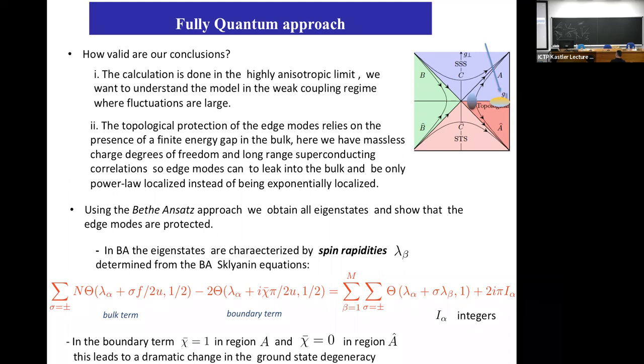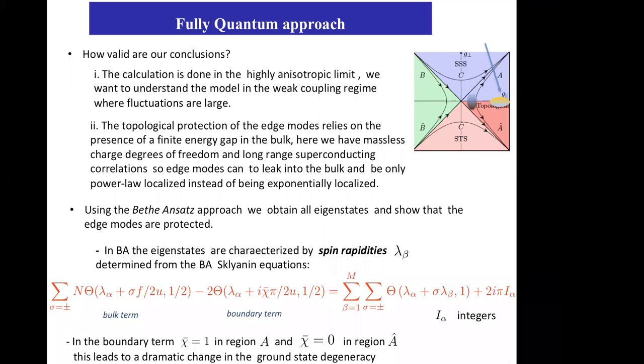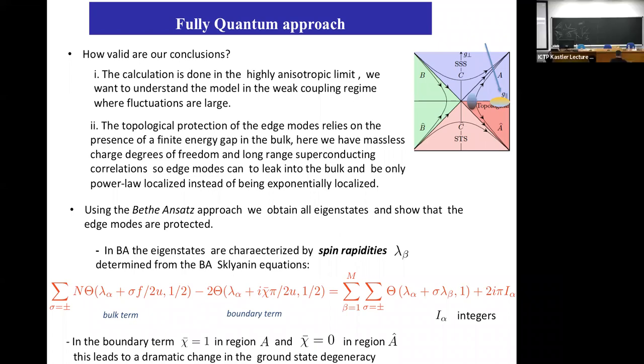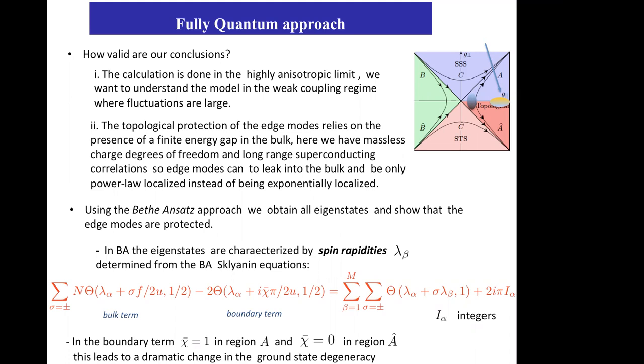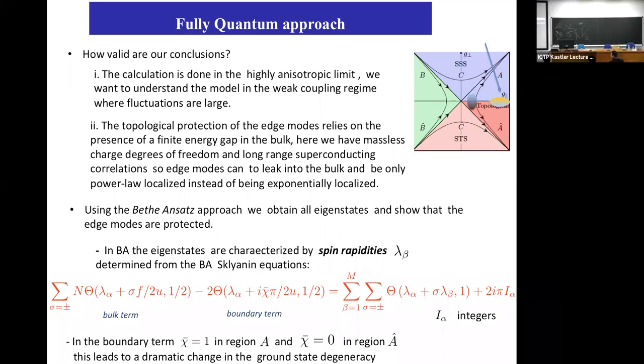So the Bethe ansatz, I will not give the detail. When you solve it, you translate it to a set of algebraic equations where the variables that you need to solve for are the lambda alphas, which are called spin rapidities or Bethe rapidities. And the way you classify the system is by choices of integers. What you have to do is identify what configurations of integers give you the lowest energy. This is the ground state. And then by varying the integers from the ground state configuration, you can classify all excitations.